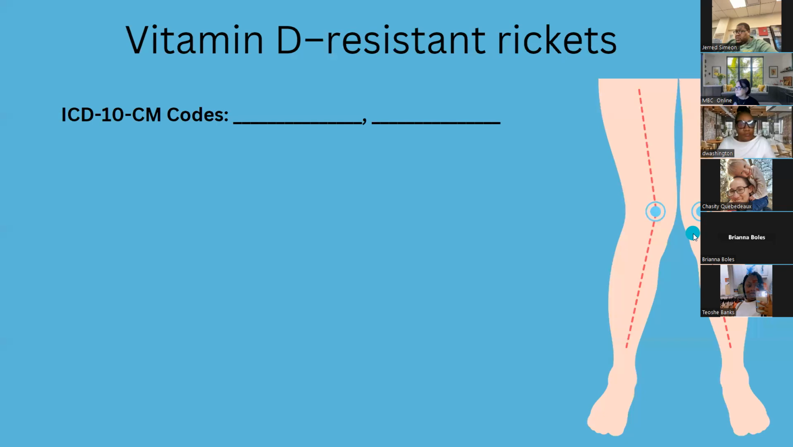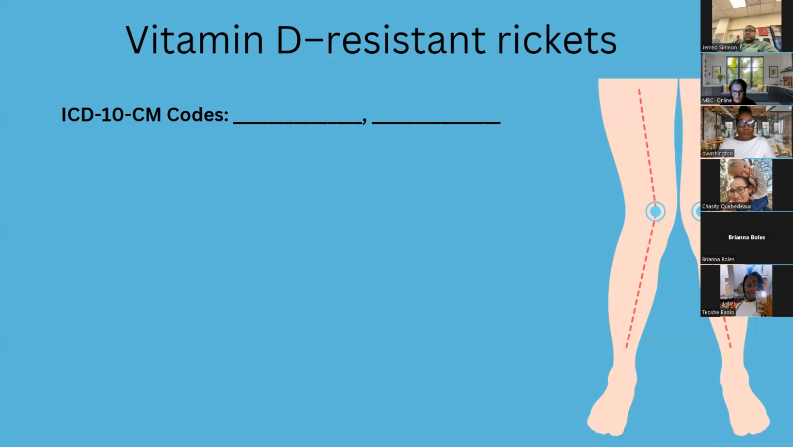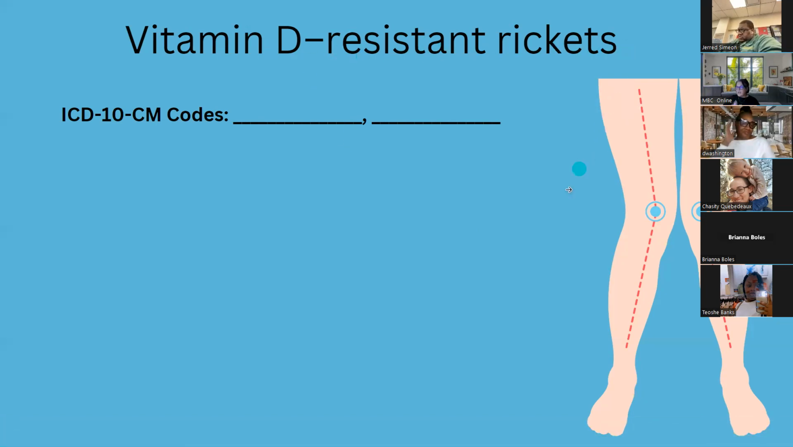I-20.0. All right. Vitamin D resistant rickets. When I first saw this, I thought rickets was like some sort of scabies or something. It's not. So we're going to be looking up vitamin D resistant rickets. All right, Jared, can you give us the key term? What do we need to be looking up in this one? What's the first thing?